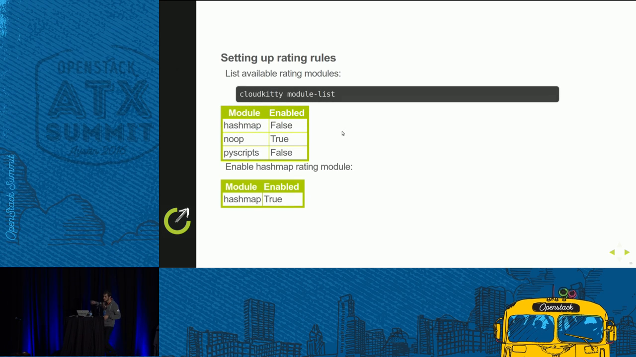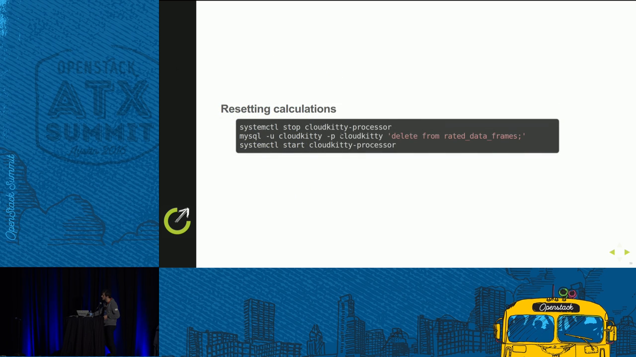So I guess the line got eaten during the generation. You're doing CloudKitty module enable HashMap, and you're enabling the HashMap module, but it's not in the slide. We'll update it and give it to you later. And I guess we were resetting the information in the CloudKitty database to be sure that we reprocess all the data and do the calculation based on all the new rating policies, but it will not be the case here.